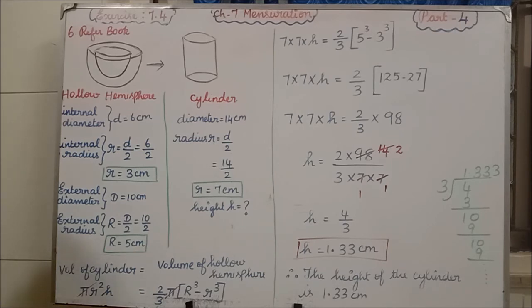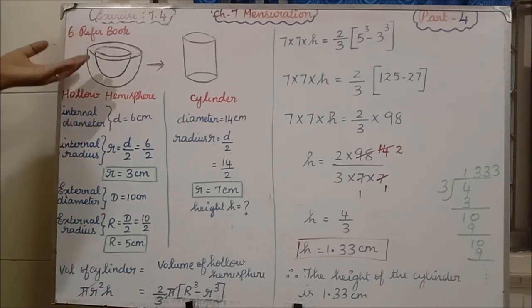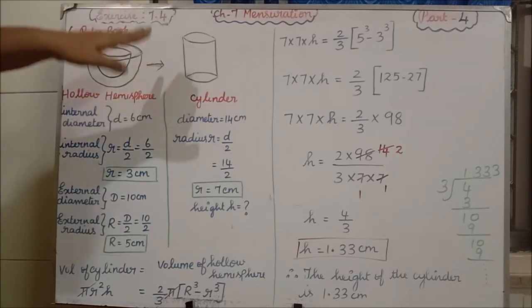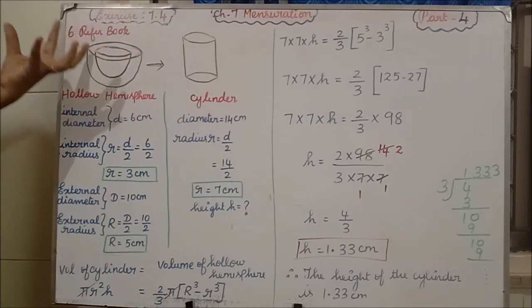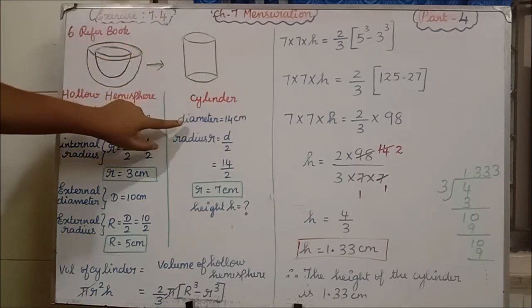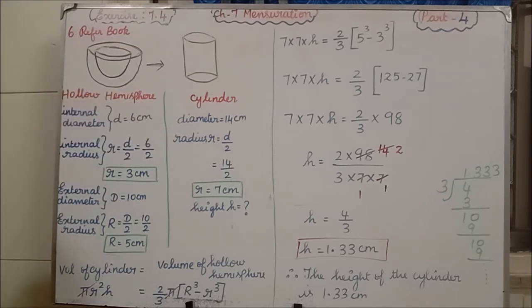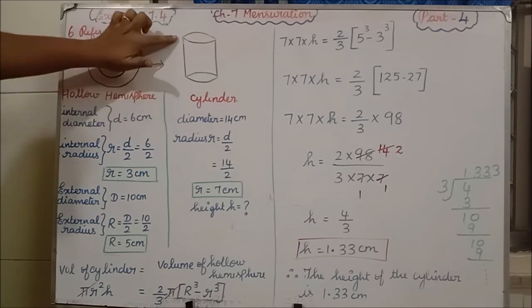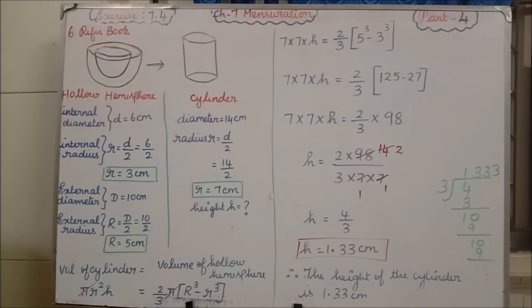Now see the remaining question. If it is melted and recast into a solid cylinder of diameter 14 centimeter. This hollow hemisphere we are melting and making into a solid cylinder. By that time the diameter of the cylinder is given as 14 centimeter. Now see the question: then find the height of the cylinder. In the question they are asking to find the height of the cylinder. Can you understand the question?